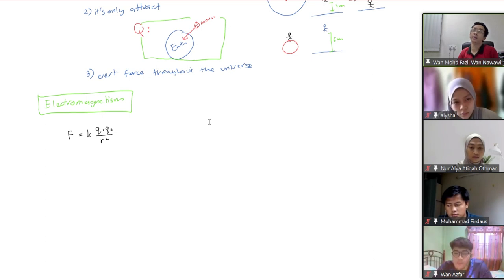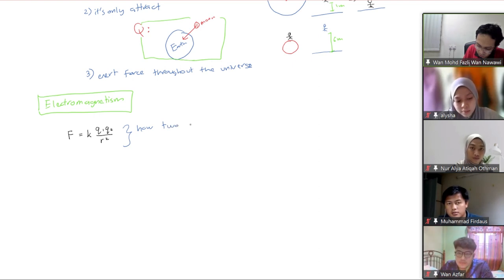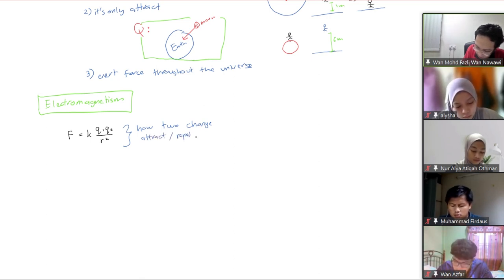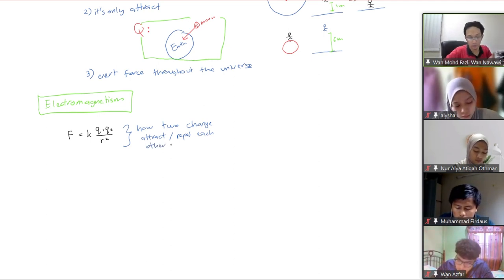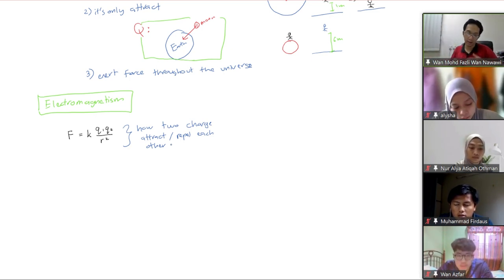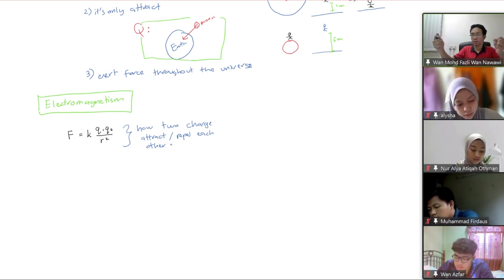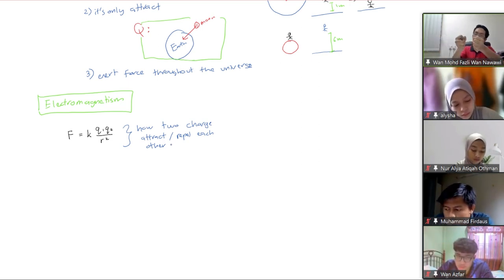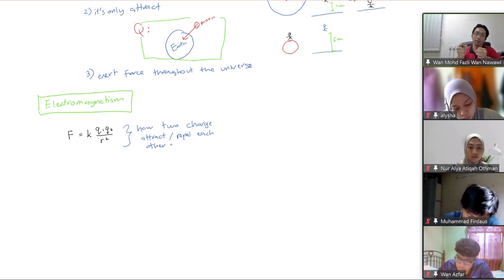So that is what we call the formula for force, how charges attract or repel each other. This is only for static charge. This is what we call Coulomb's law. Anyway, it's just the same as gravity. If you have two charges far apart or near, you can measure the force between them.